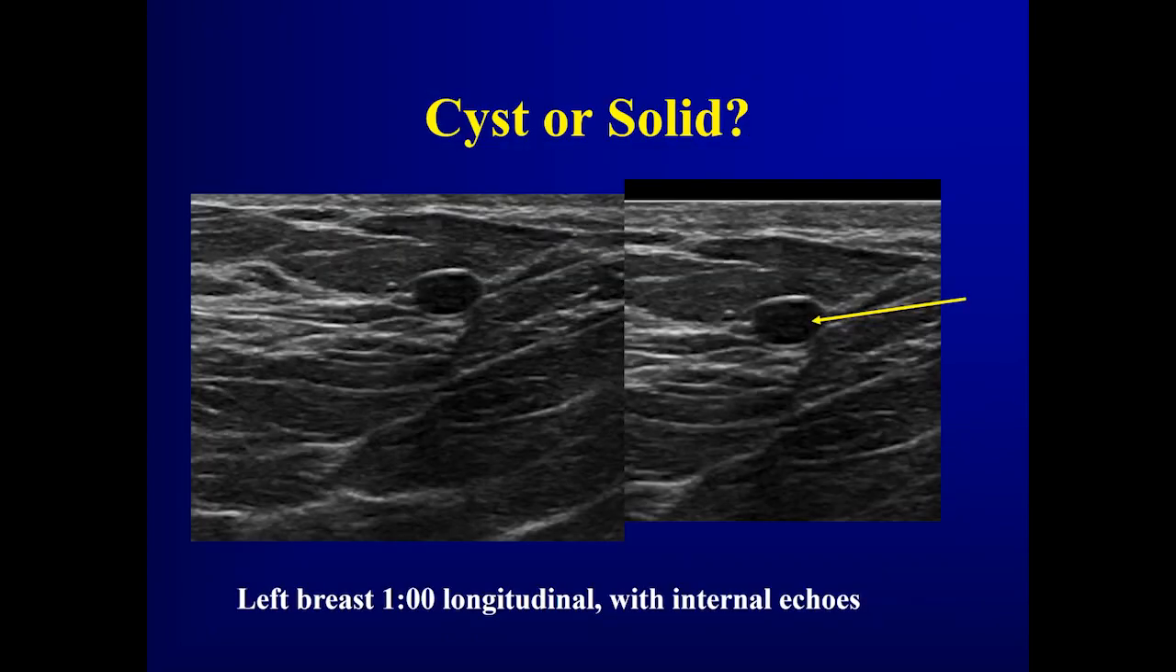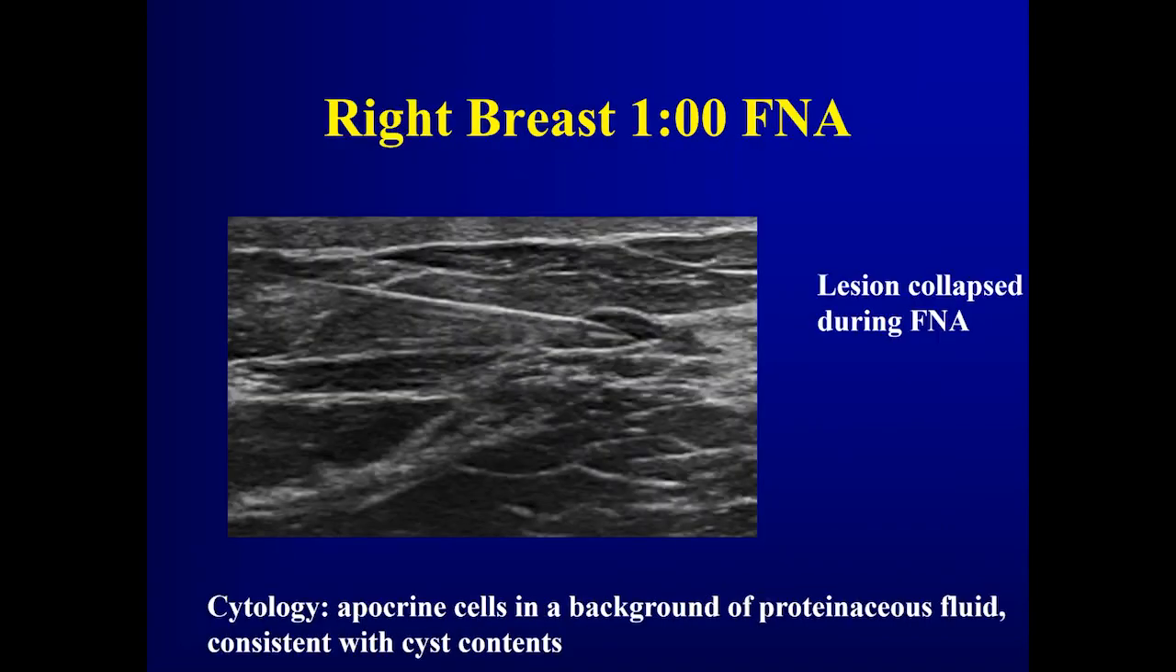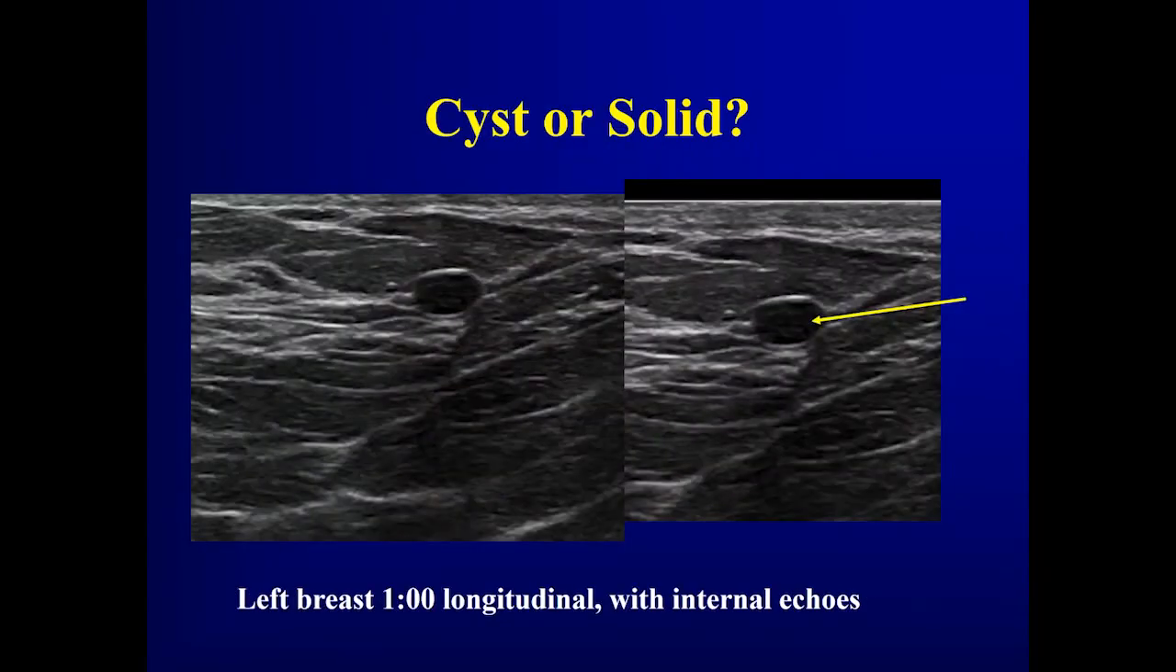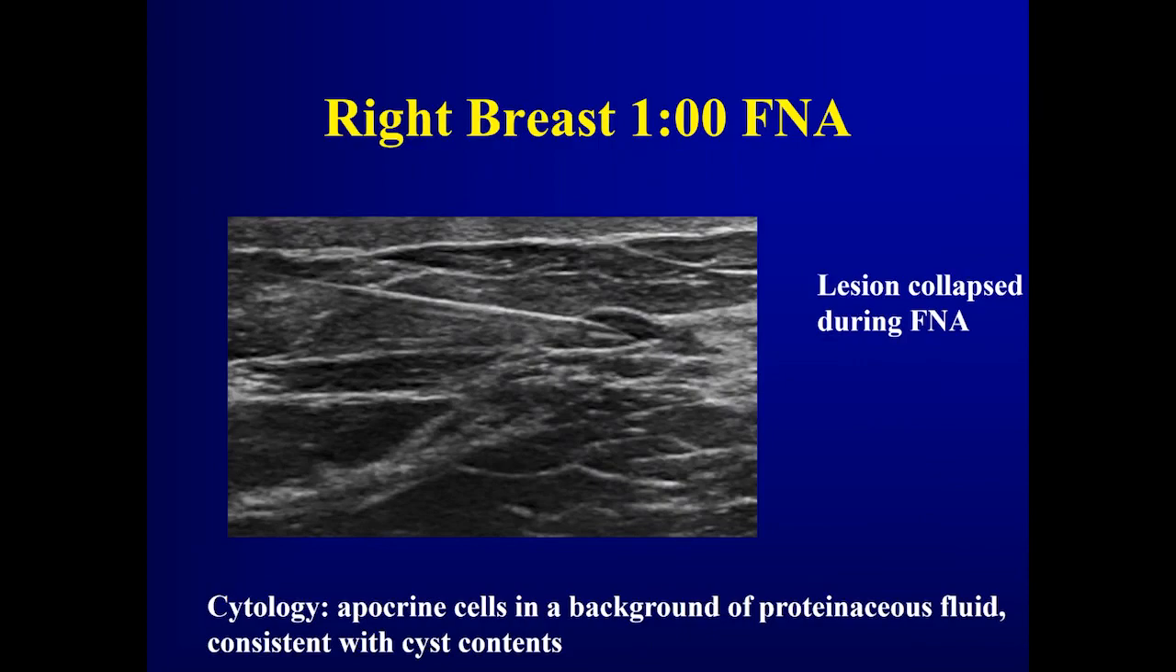Now, what about this case? Is it a cyst or a solid? It's oval, hypoechoic. There are definitely internal echoes, as you can see with the arrow, and we did wind up putting a needle in it. We can see that when we put our needle in, the echogenic structure, the lesion, collapsed during FNA, and cytology showed apocrine cells in a background of proteinaceous fluid consistent with cyst content. So basically, the internal echoes were proteinaceous material, and this lesion entirely collapsed during the FNA.